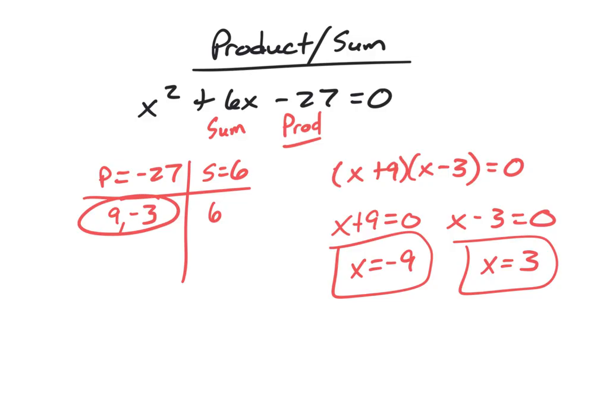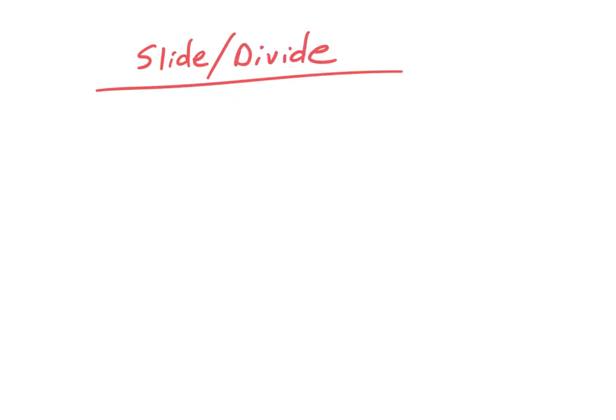When I do have a number in front of the x squared, the other type of factoring I'm going to show you here is slide and divide. It's been a little while since we've done a slide and divide problem. You're not always going to have x's. Here I put some m's in there just to show you that it could be a different variable. It could be x's, m's, b's, whatever variable. The variable really doesn't matter. It's still a quadratic equation.